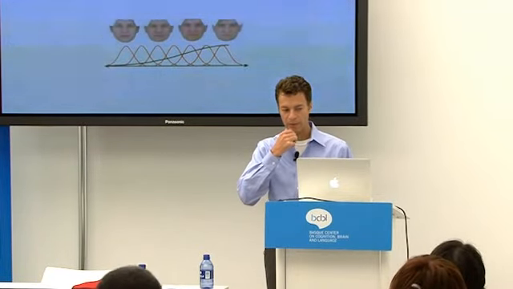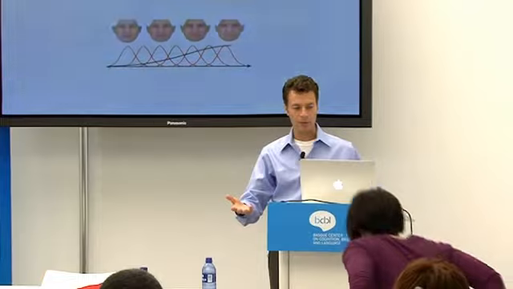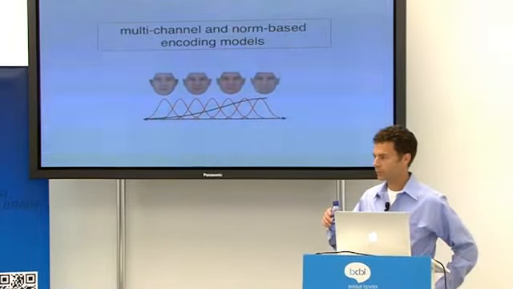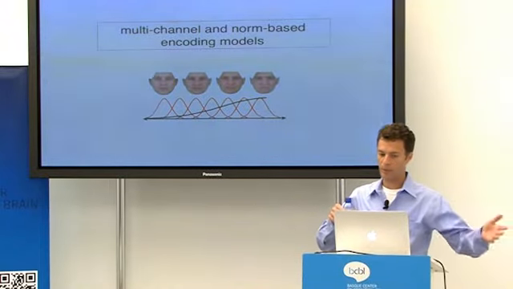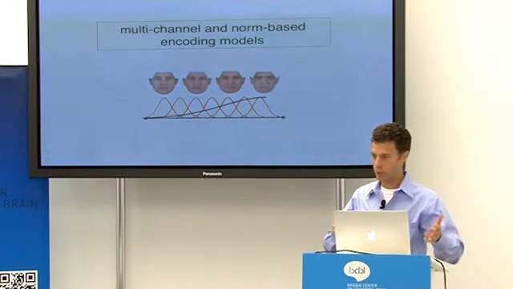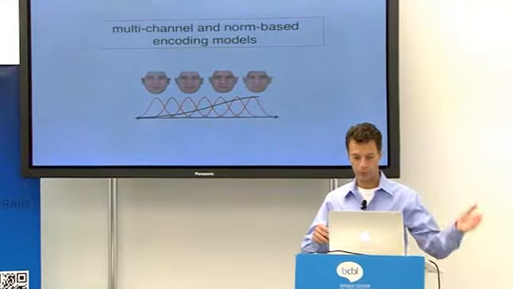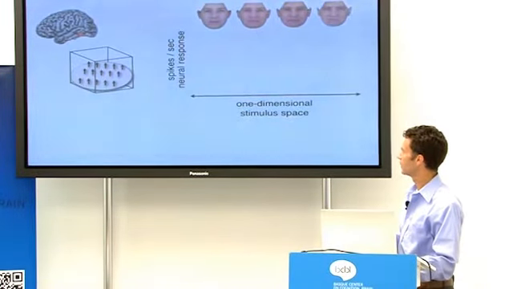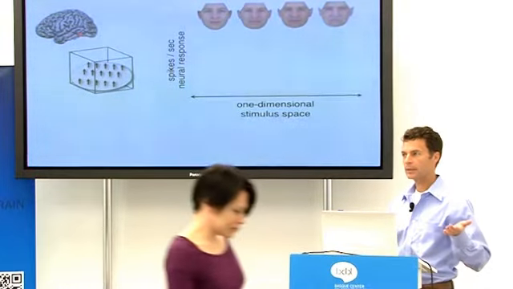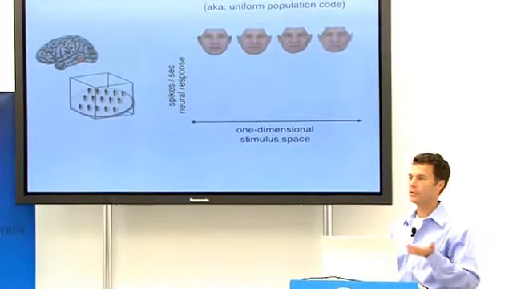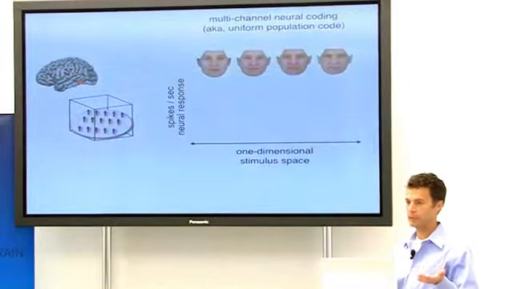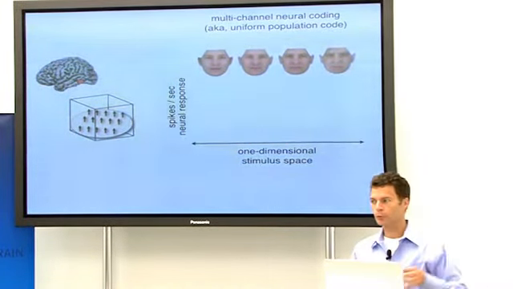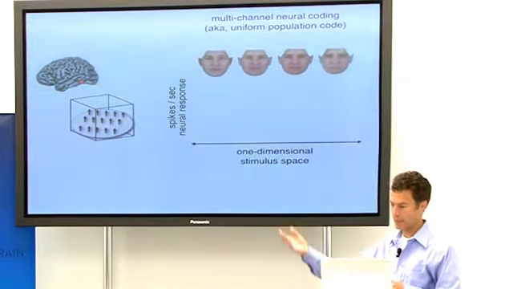Okay, so to talk about this, we need to understand multi-channel and norm-based encoding models. Yesterday, or on Wednesday, we spoke a little bit about multi-channel type encoding models, but I'm going to reintroduce those so that we can contrast that with norm-based. These are two extreme models of how a population of neurons might represent things, the appearance of faces, types of fruit, different words, on and on.